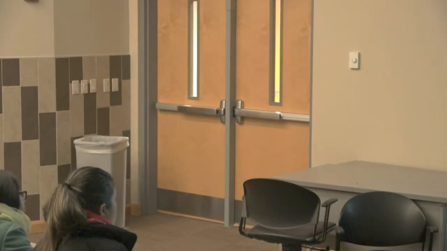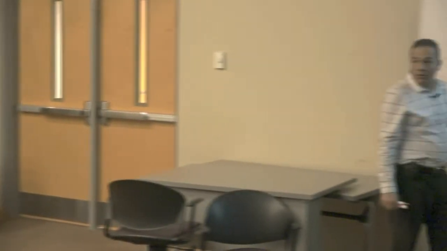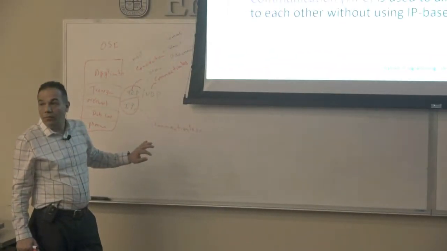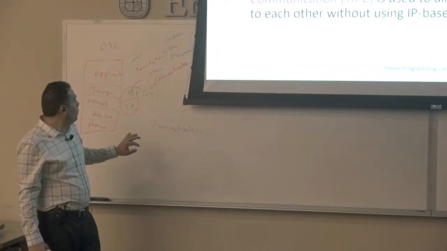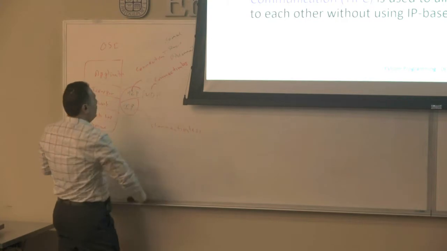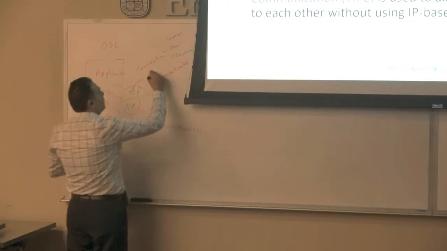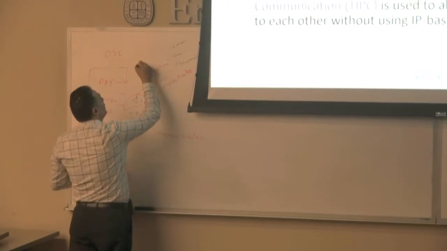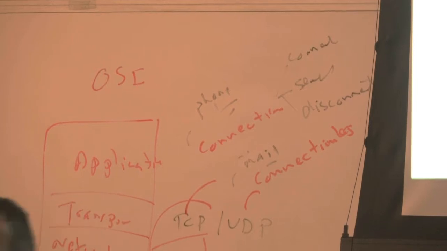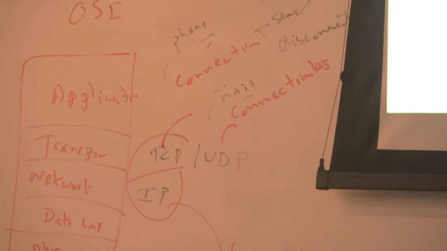There's a difference between connection oriented and connectionless, right? On the board, you have to switch them: the mail for the connectionless and the phone for the connection oriented. So the connectionless is like the mail, and this is like the phone, right? Okay, so that's what it is.